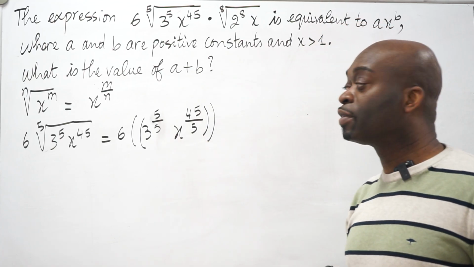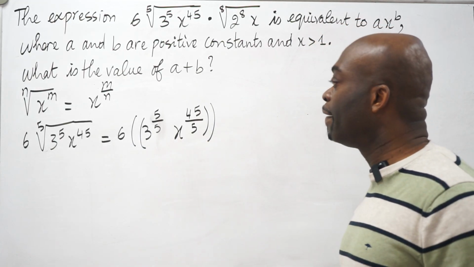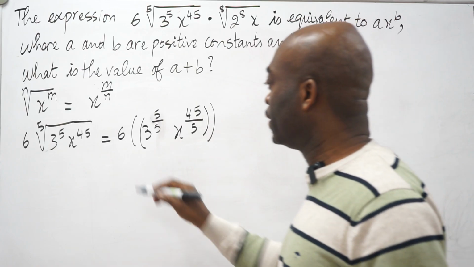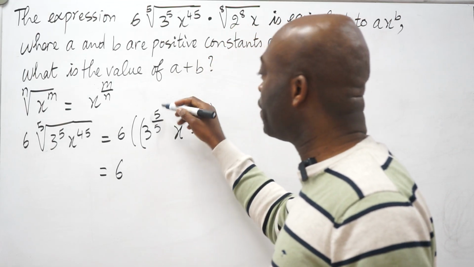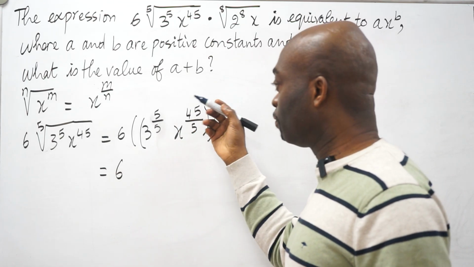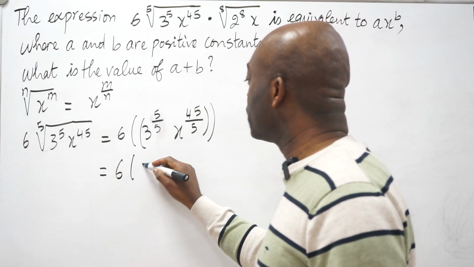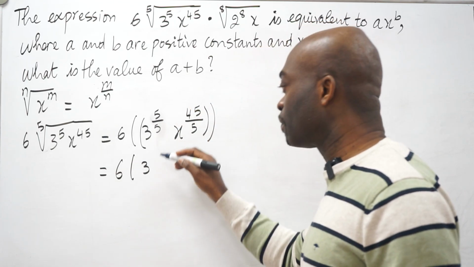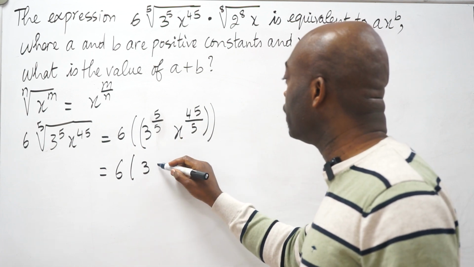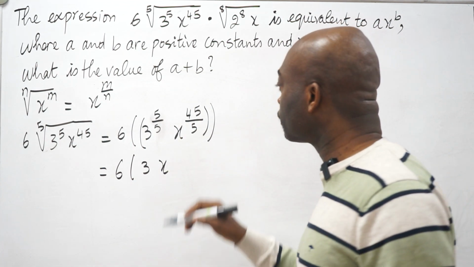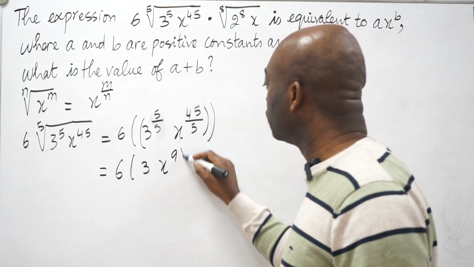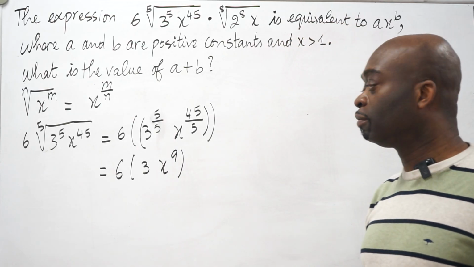Everybody good? So the 6 times, okay? All right. So what would that give us then? This is going to be equal to 6 times 3 to the power 1, right? Because 5 divided by 5 is 1. So it's going to be 3 to the power 1, okay? Times x, and 45 divided by 5 is going to give us 9. So that's for that one, okay?